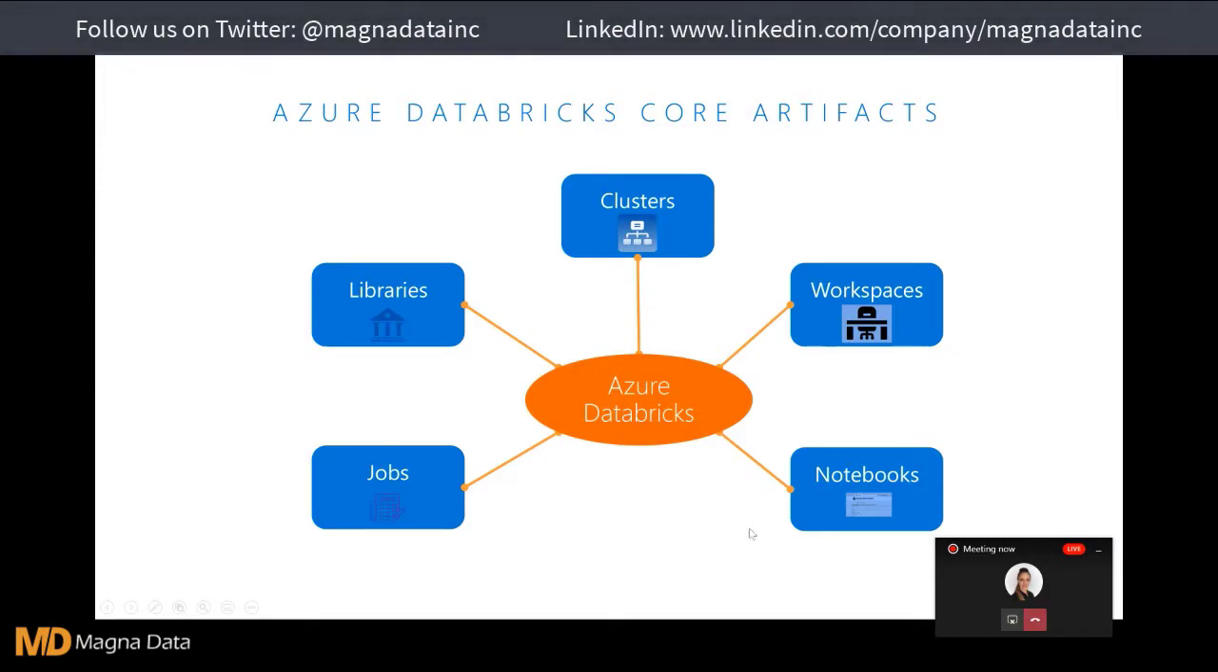So those are basically the building blocks. We have workspaces, you have clusters and notebooks. Notebooks is where your code will live. And clusters is where it runs. Libraries are what you want to reference in a notebook, and then you have jobs.